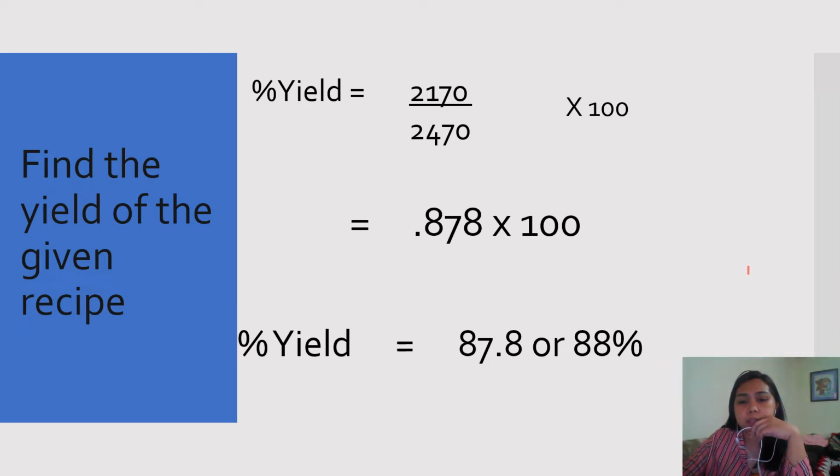Meaning, 88% po ng mga raw materials nyo ang nagamit nyo to reach your finished product. And that is, ating given recipe is your chicken longanisa.